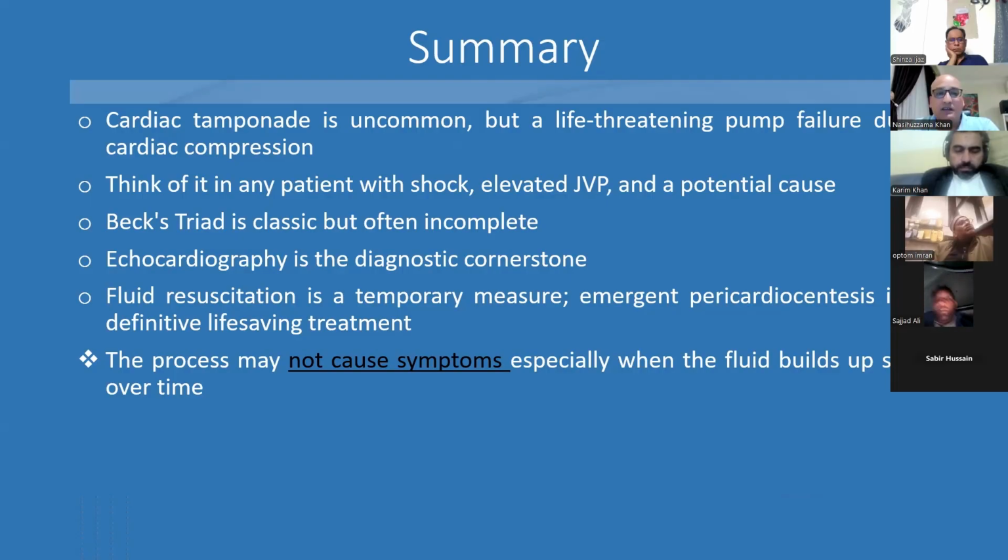Fluid resuscitation is a temporary measure. Emergent pericardiocentesis is the definitive life-saving treatment. The process may not cause symptoms, especially when the fluid builds up slowly over time. So slow accumulation is not that serious, but fast accumulation is a serious matter.